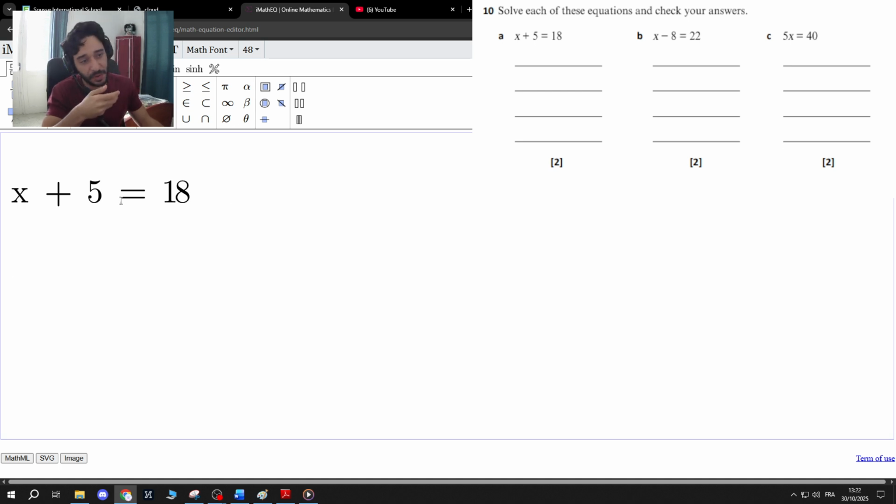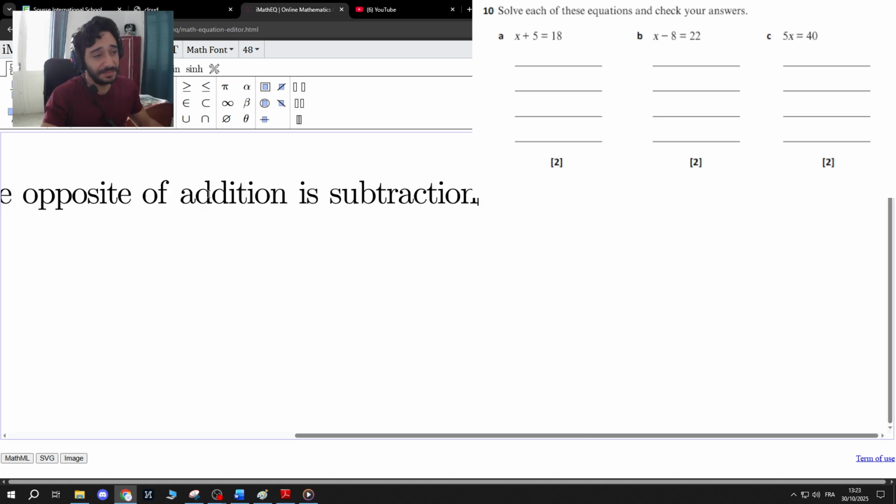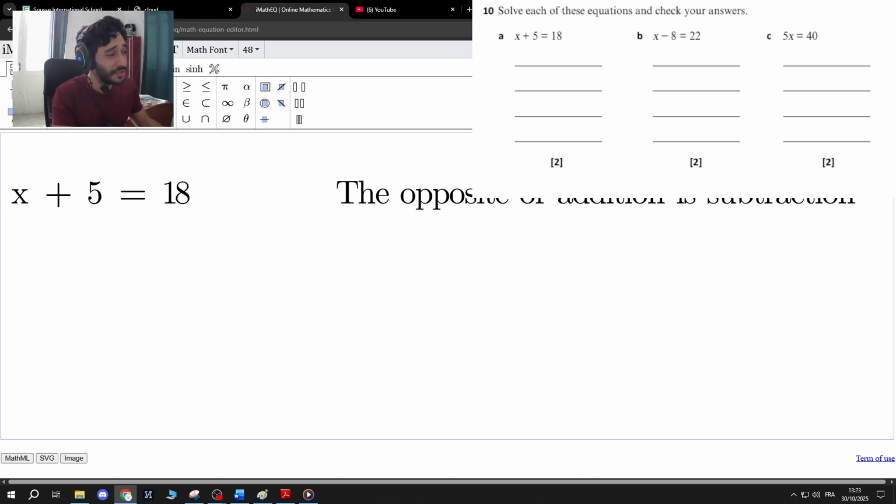And if I look at this equation, what's bothering me is this positive 5. And how can I eliminate this positive 5? You have to understand this idea. The opposite of addition is subtraction. For the sake of remaining accurate, when I say the opposite, this is just a way to remember it by. These are inverse operations. Addition and subtraction are inverse operations, but you can remember it as the opposite of addition is subtraction.